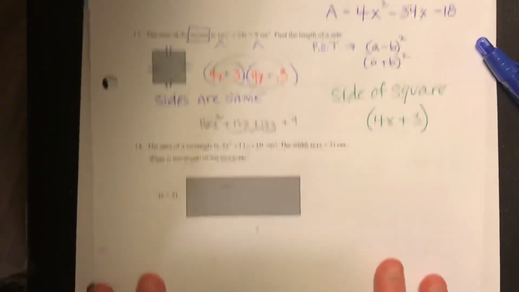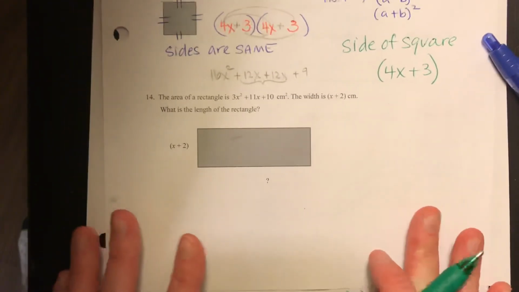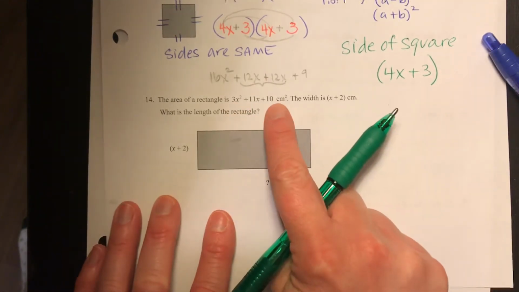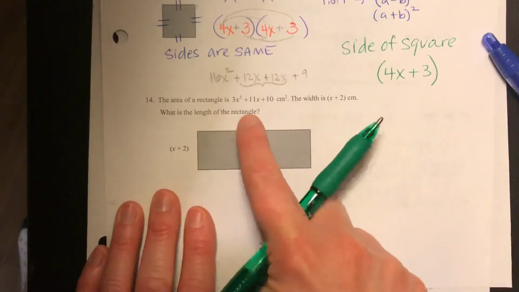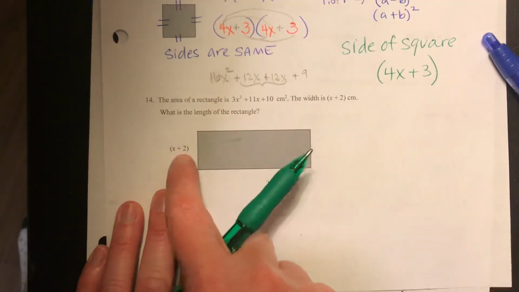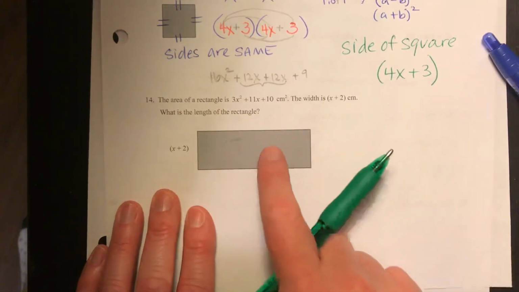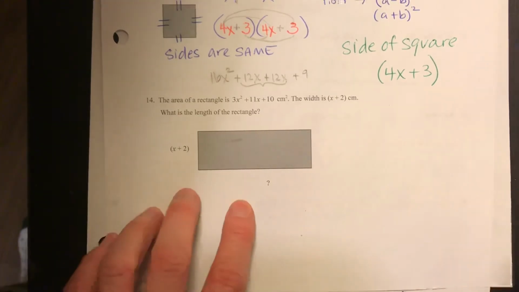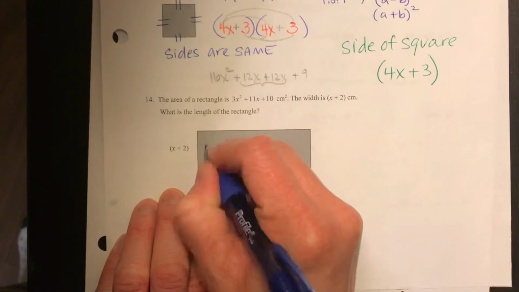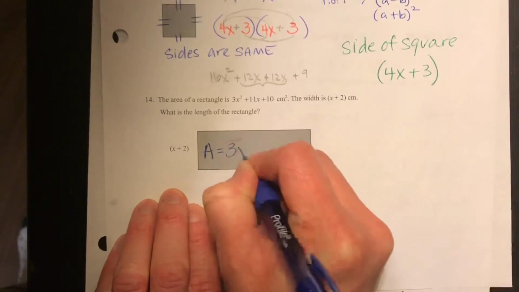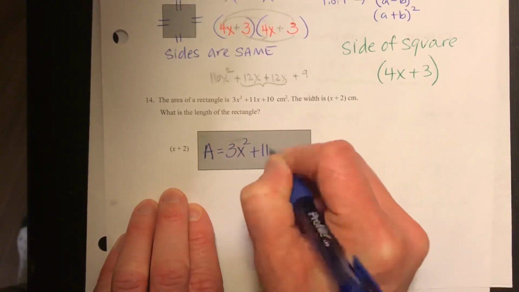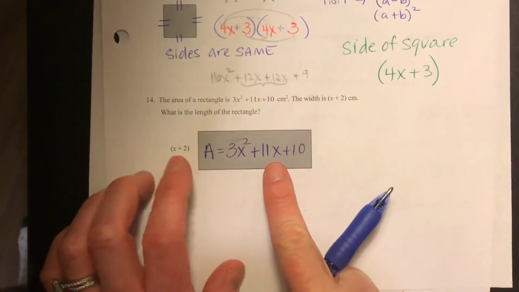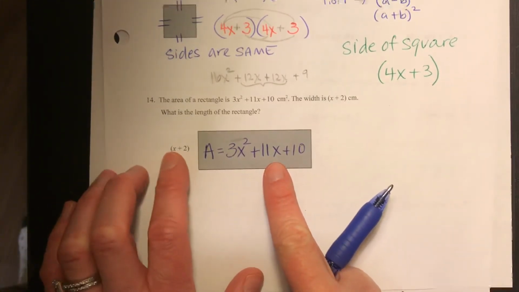Now the last question on this page is the area of a rectangle, and they give you 3x squared plus 11x plus 10, and then they tell you the width of the rectangle here has to be an x plus 2. Now there's a couple ways that you can do this problem, so I might actually show you two ways. But as I'm looking here, I'm just going to write down that the area is equal to 3x squared plus 11x plus 10. Now, what you need to see here is that one of the dimensions is given for you.